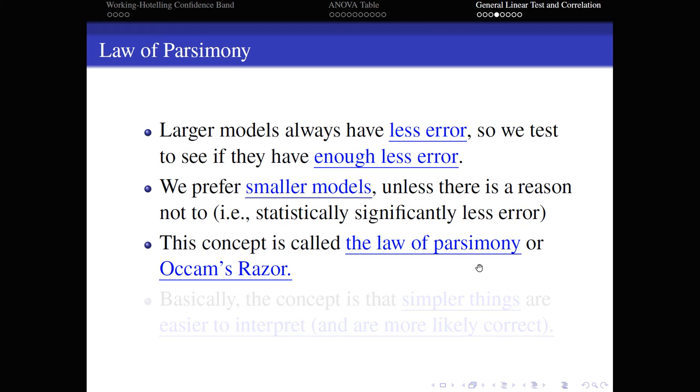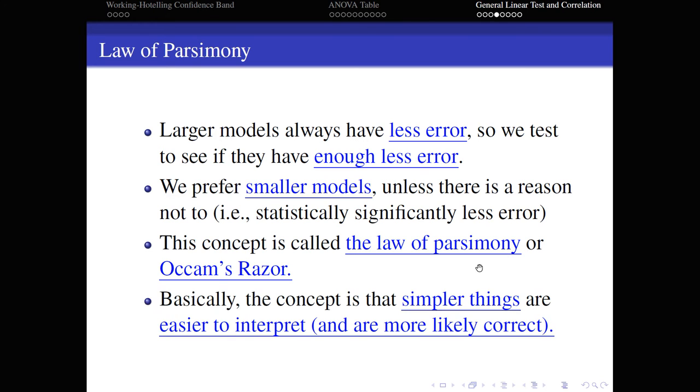Now, the law of parsimony, or Occam's razor, discusses how simpler things not only are easier to interpret, that's an important component, but also they're more likely to be correct in general. That is, they're more accurate and likely more descriptive of what's actually going on. So when we're constructing these tests, the goal is to compare the bigger model to the smaller model, unless we have a reason to stick with the bigger model. And that's what statistical significance in this test means.